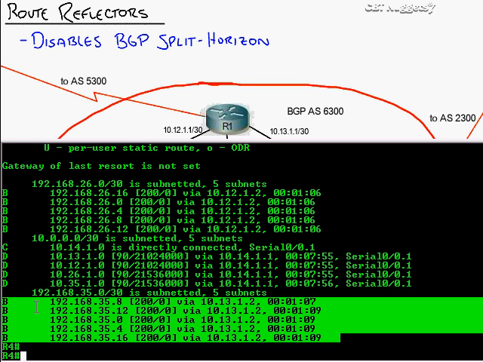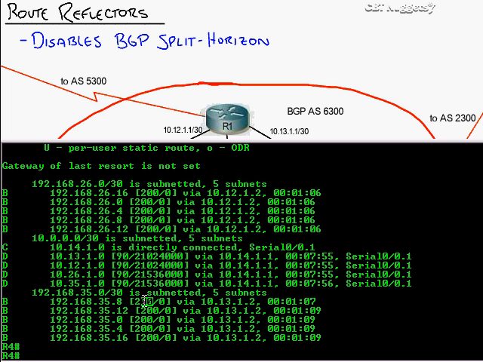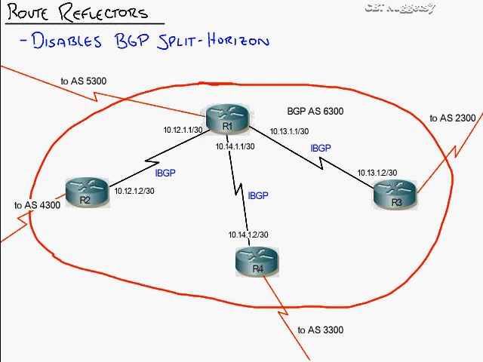Now, you see these routes being learned from BGP, and notice their administrative distance. Brutal. It's 200. It's one of the worst administrative distances that you can have because all iBGP routes are pretty much untrustworthy according to the Cisco standard. So they set the administrative distance very high. So if there's some other way to get to those networks, it most likely will be used because this is one of the highest administrative distances that you can have.